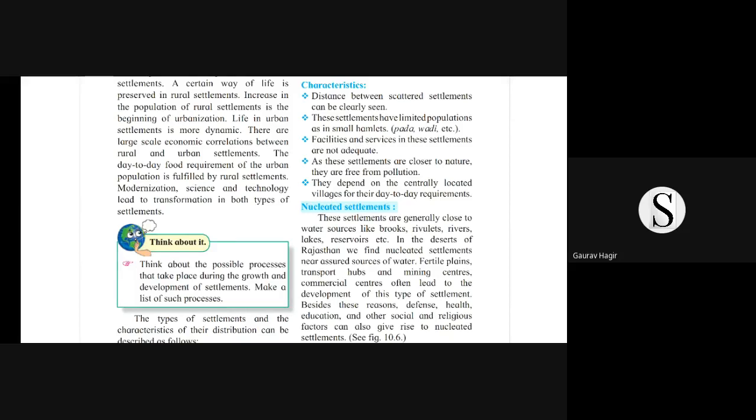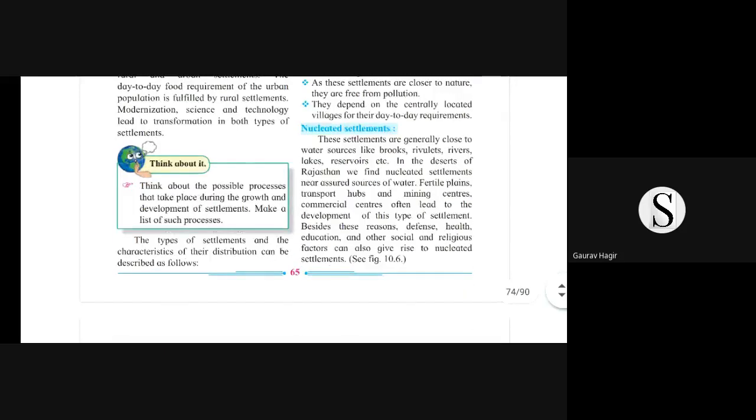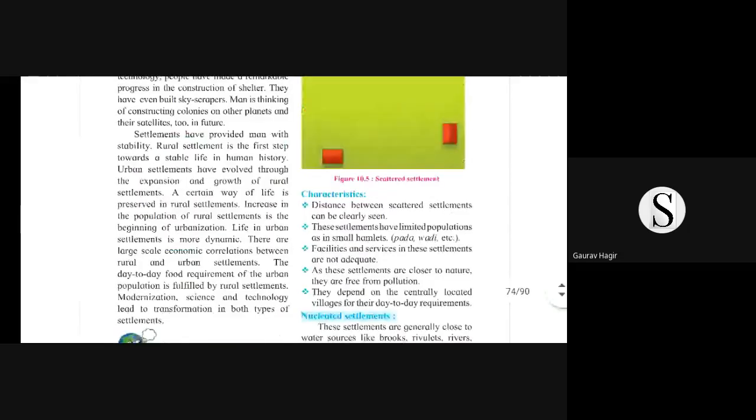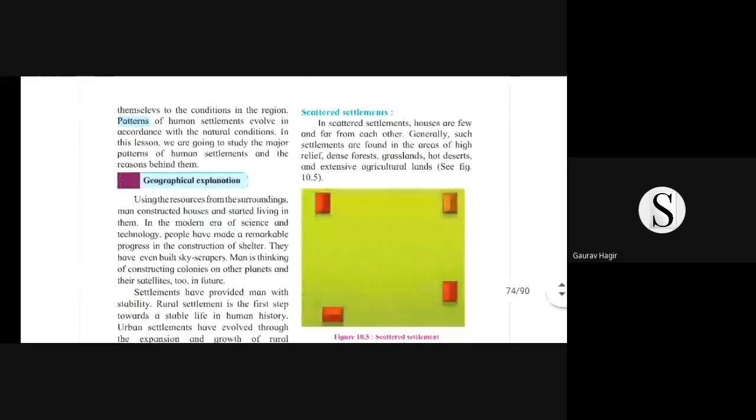Modernization, science and technology lead to transformation in both types of settlements. So today's villages are not like the villages of some years ago. Today's villages are also much developed, because of modernization and development in science and technology. The types of settlements and the characteristics of their distribution can be described as follows. Now we are going to see three major types of settlements.